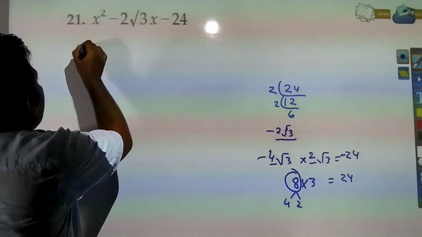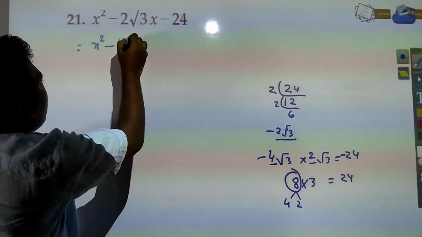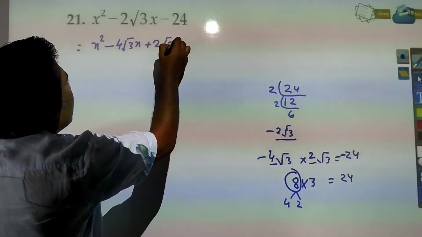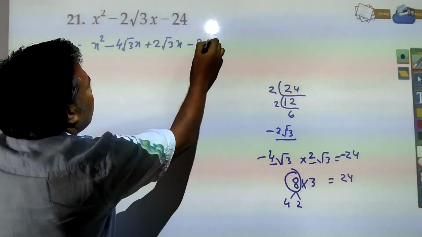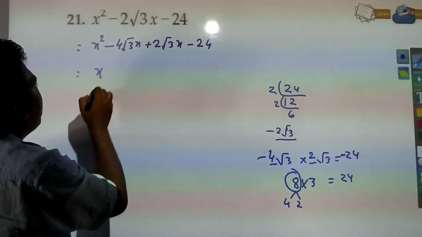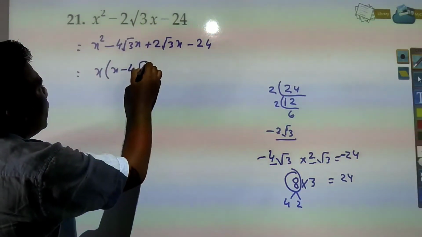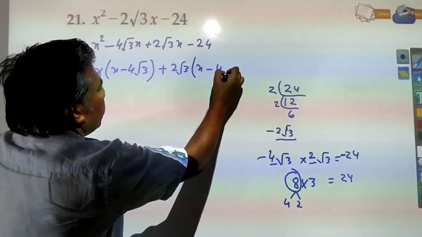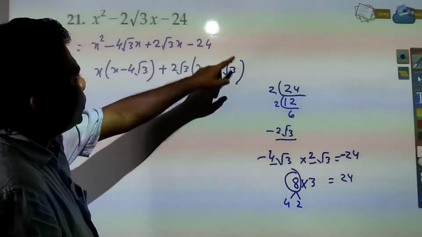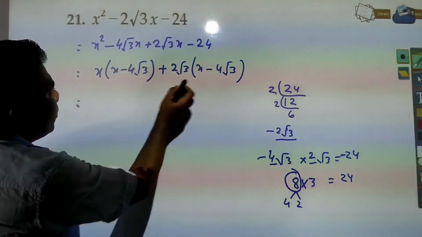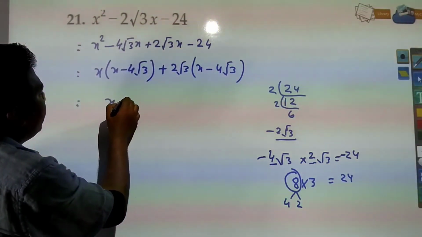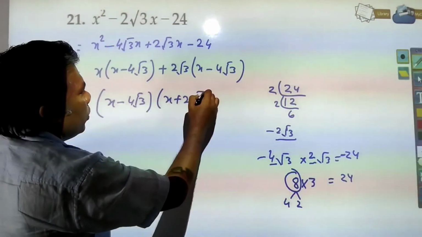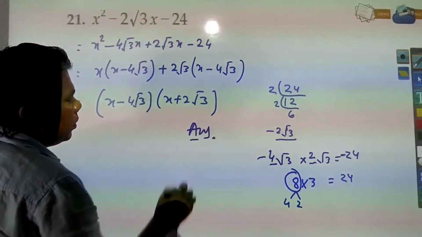So we can write x square minus 4 root 3x plus 2 root 3x minus 24. Here you will be having common x minus 4 root 3, and here you will be having 2 root 3 and x minus 4 root 3. The same method will be applied, as in many examples I have told you how to find this. So you will be left with x minus 4 root 3 and x plus 2 root 3, and this will be your answer.